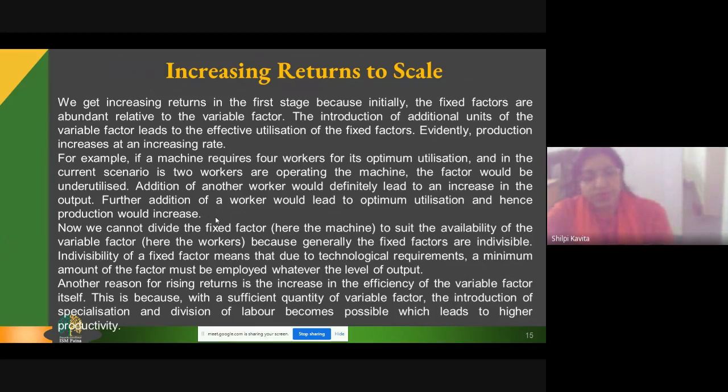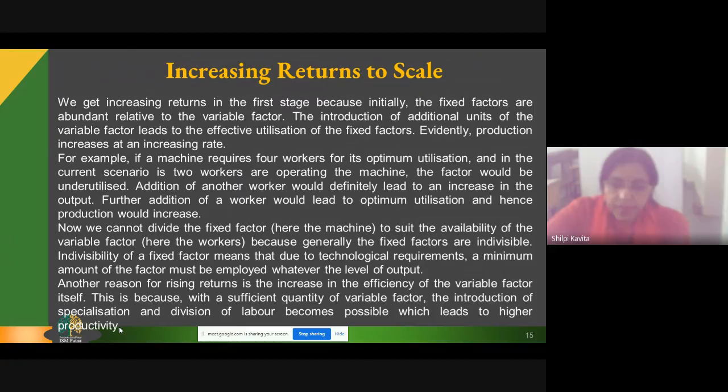Another reason for increasing returns is the indivisibility of the fixed factor. What is indivisibility of the fixed factor? It means that due to technological requirement, a minimum amount of factor must be employed whatever be the level of output. We cannot divide the fixed factors into smaller units.